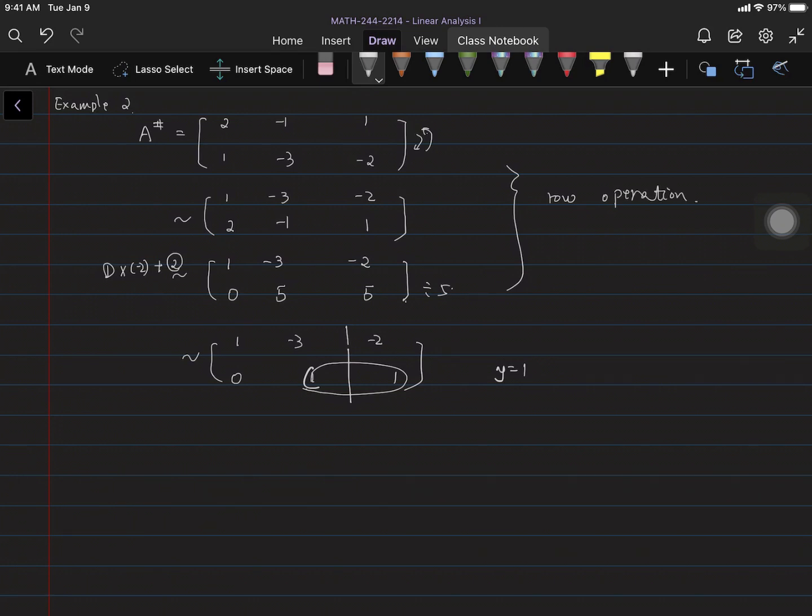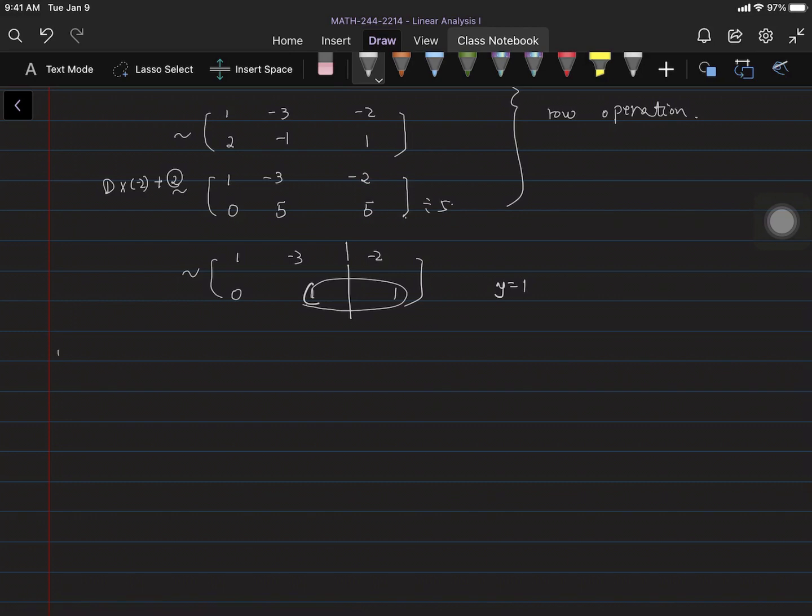Okay, row operations: we interchange two rows, we divide one row by some number, and we multiply one row by a number and add to another row. They are all called row operations. So let's see, definition 1 is called elementary row operation. So elementary row operation has 3 operations.